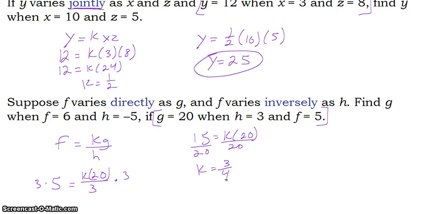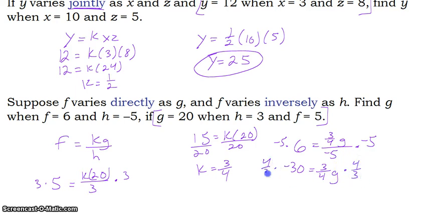Now I can use that to figure out what g is when f equals 6 and h equals -5. So f equals 6. My k value I just found is 3/4. And h is -5 in this situation. Multiply both sides by -5. Divide by 3/4 or multiply by 4/3. And I get that my g equals -40.